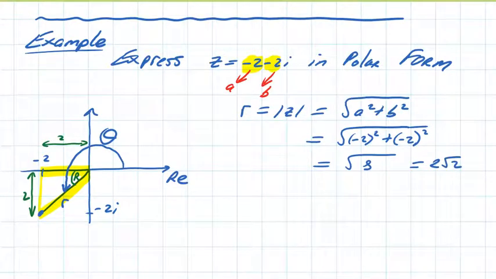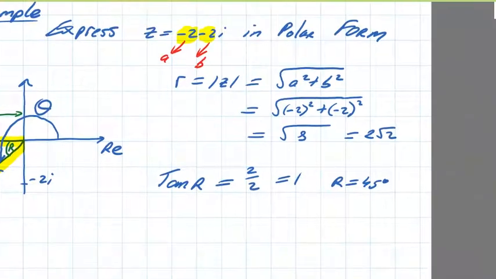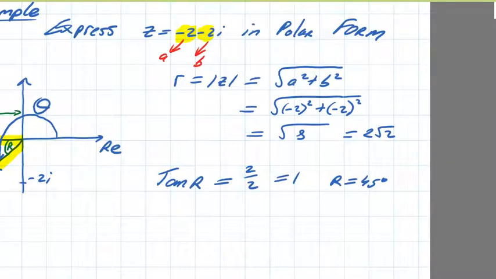Now, we don't work with theta straight away. That's the big difference here. We have to work with the reference angle first. So the tan of r, this reference angle, is opposite over adjacent, which is 2 over 2, which is 1. So r is 45 degrees. From the tables, if the tan is 1, r is 45. You can get that in your tables or in your calculator. Or if you want to work in radians, it's pi over 4 radians. Same thing.